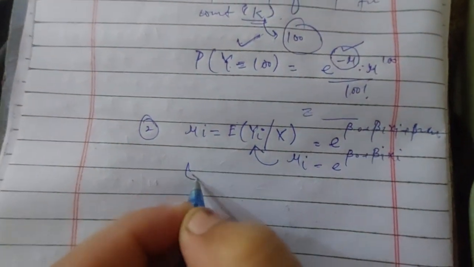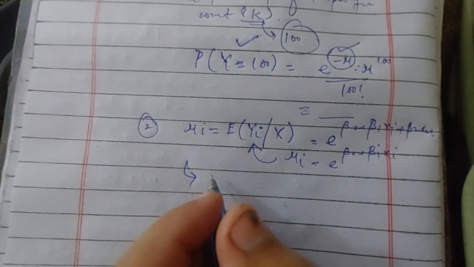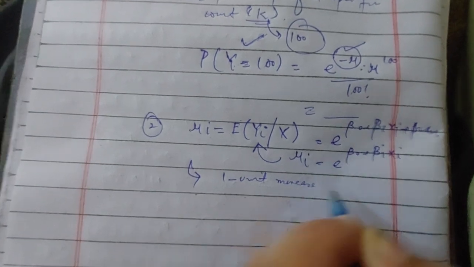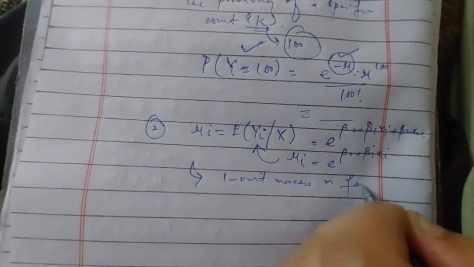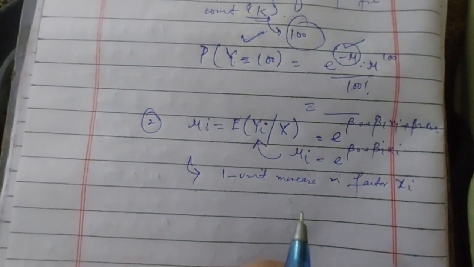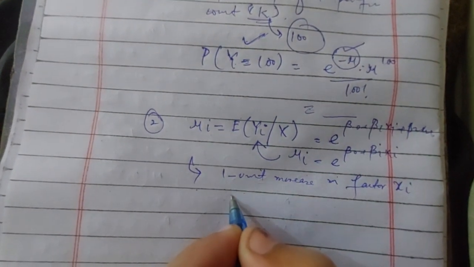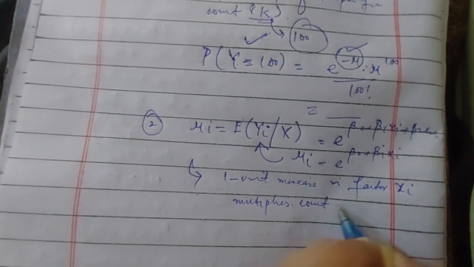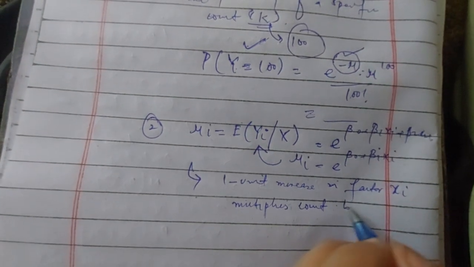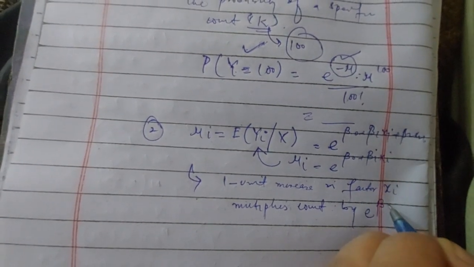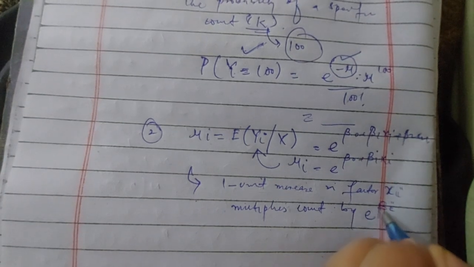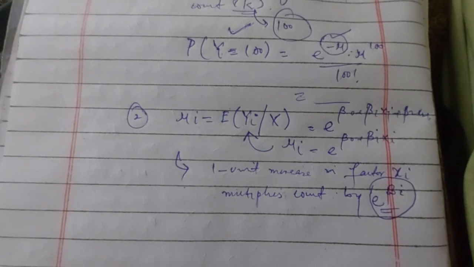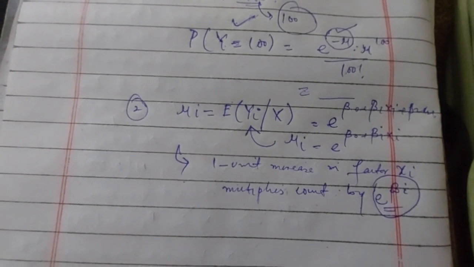So the basic interpretation of this equation is that, for example, a one unit increase in factor xi multiplies the count, the customer count for example here, by e raised to power beta i. This is the basic interpretation.